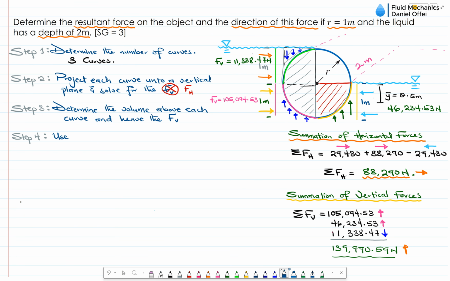Then after getting those two forces, that is the horizontal force and the vertical force, we use that to determine the resultant force by just using Pythagoras to get the magnitude, and we can use trigonometry to get the angle that this resultant force makes with the curve.